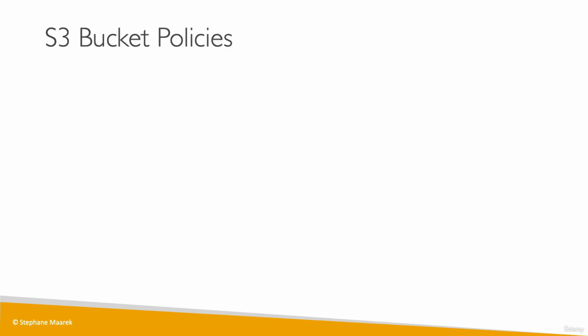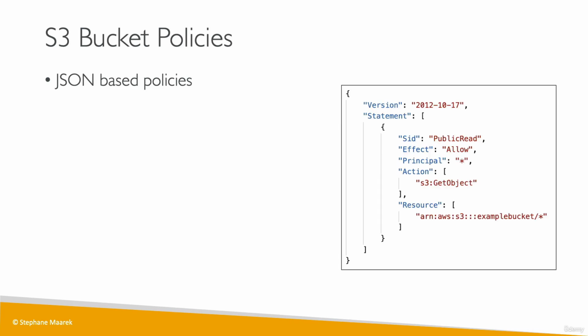Okay, so now let's do a deep dive on S3 bucket policies. They're JSON-based policies, so JSON is a notation language. And so we have here a JSON bucket policy, and this bucket policy here allows public read on our S3 buckets. So as we can see, it says effect allow, principal star, so anyone, the action GetObject on the resource example-bucket/star, so on any objects within my S3 buckets.